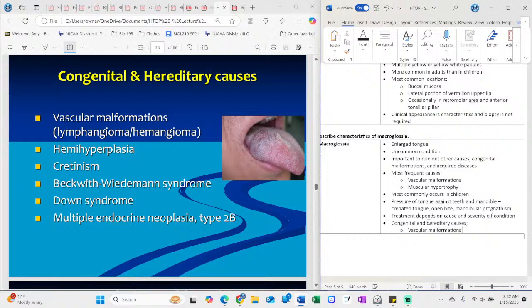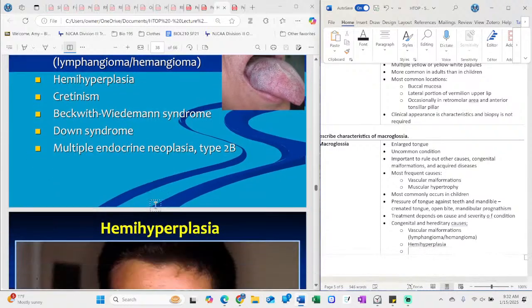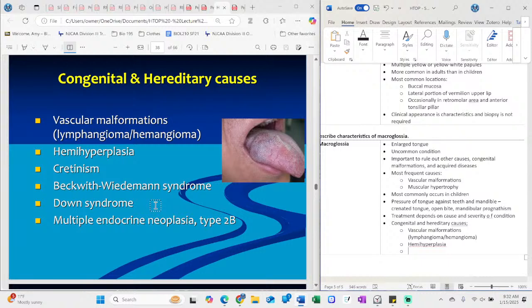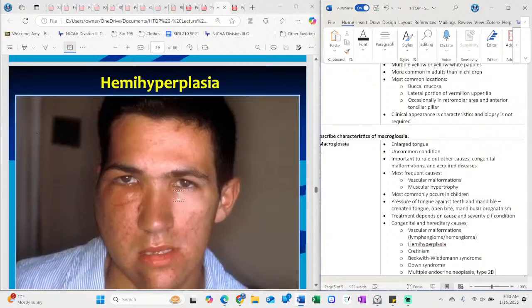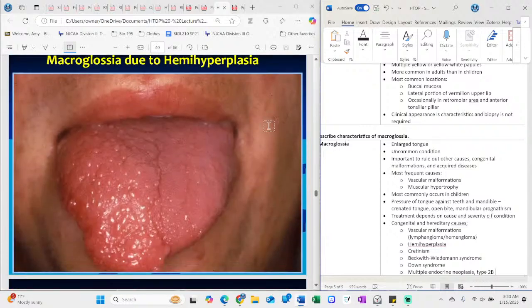Hemihyperplasia is something like this, where half of the face, so half the tissues and the bone and sometimes the teeth also, start to grow bigger, affecting only one side of the face. So you see there's growth on the right side, and this is the same patient, and you can see that the tongue is becoming bigger on the right side only. So that's where the normal tongue ends. So that's affecting the right side.